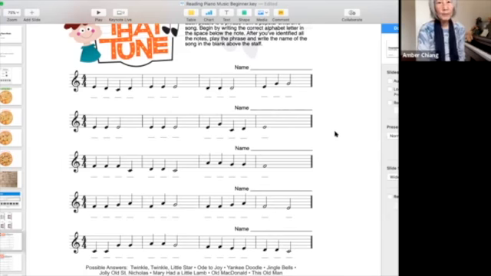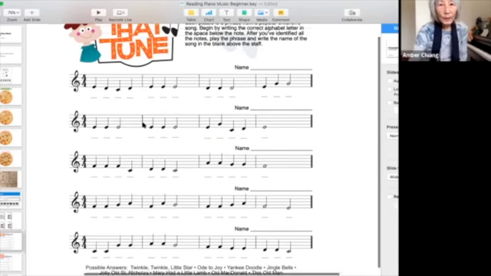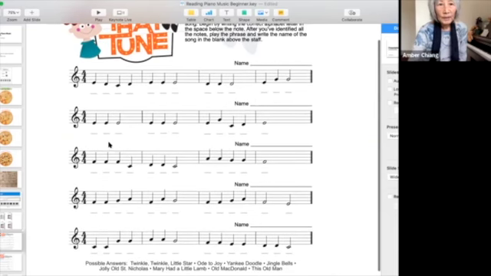You can keep the same fingering, finger 3 on E. So I'll play this one for you. E, E, E, E, E, E, 2, E, G, C, D, E, 2, 3, 4. All right, so now we're going to go to the next line.